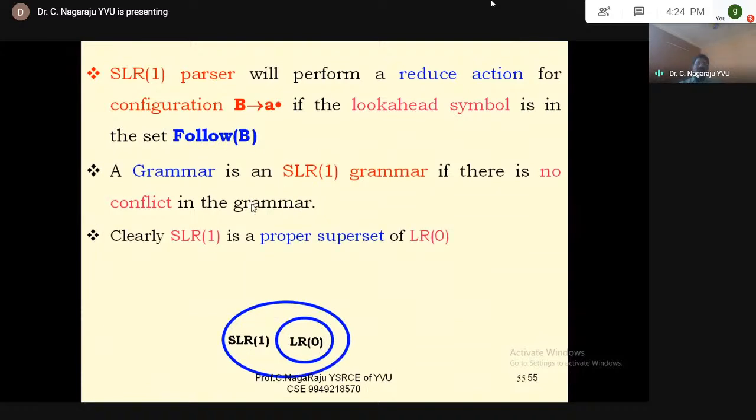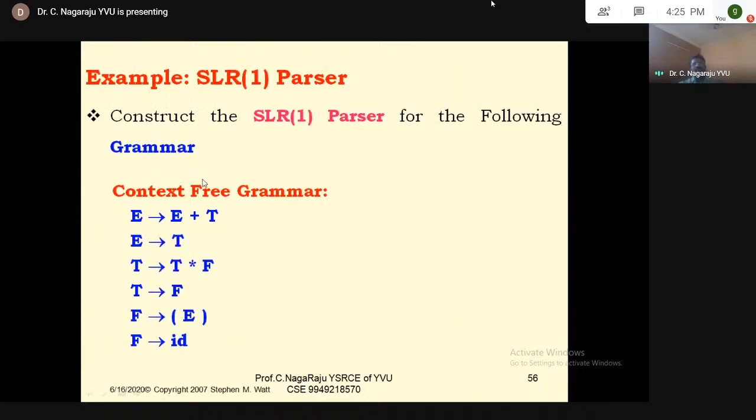The same augmented grammar we can take. With an example, I will explain that, not the theory, because time is only half an hour. So I have to explain some more GATE problems on the SLR parser.